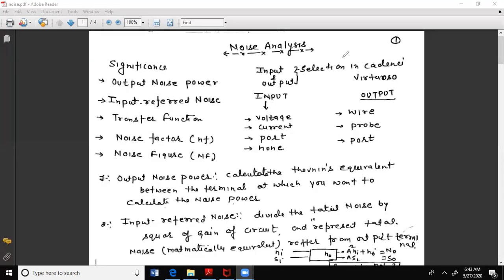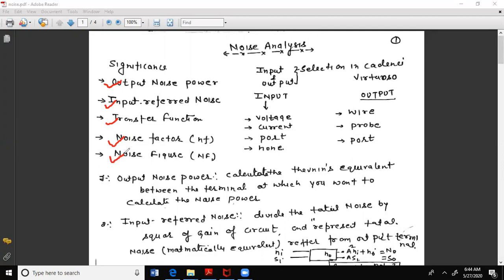After completing this lecture, a student can understand the different terms related to noise, easily calculate these terms, and perform them on the Cadence tool and get the output through the simulation. The terms related to the noise are the output noise, input referred noise, transfer function, noise factor, and the noise figure.